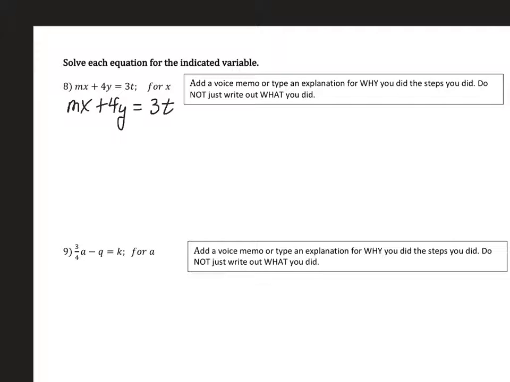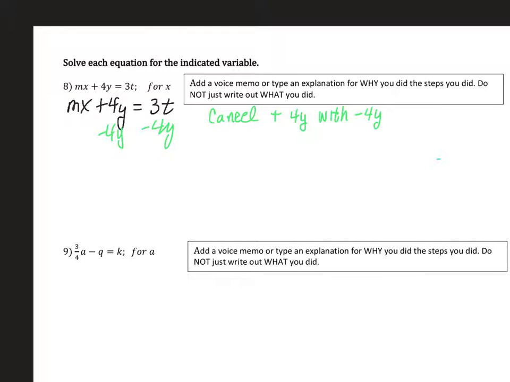So we know that we're trying to isolate the x, because the problem tells us that we're solving for x. So off the top of the bat, I notice, here's the x, that plus 4y is sitting on the same side and needs to go. So I'm going to cancel a plus 4y with a negative 4y. I'm not going to say subtract 4y from both sides.